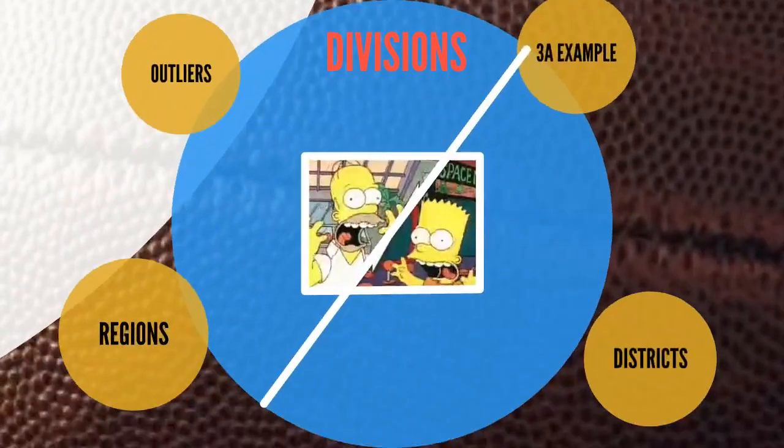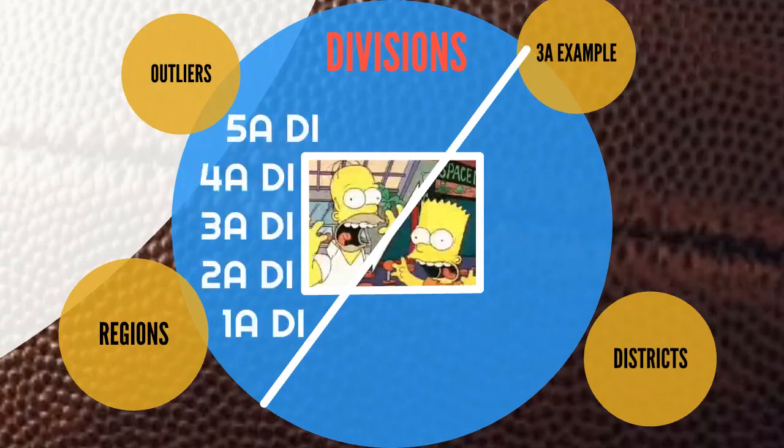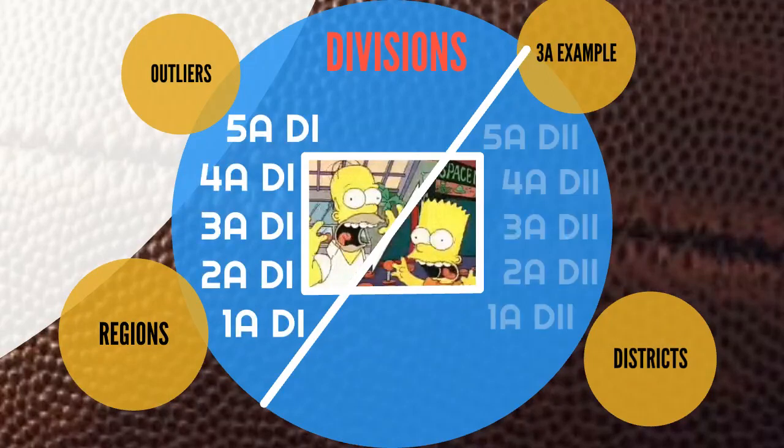So now we have the schools separated into 6 relatively even classifications, but there's another important step before we really get going. In Class 5A, 4A, 3A, 2A, and 1A, the UIL splits those classifications in half into 2 divisions. They're called Division 1 for the bigger schools and Division 2 for the smaller schools.